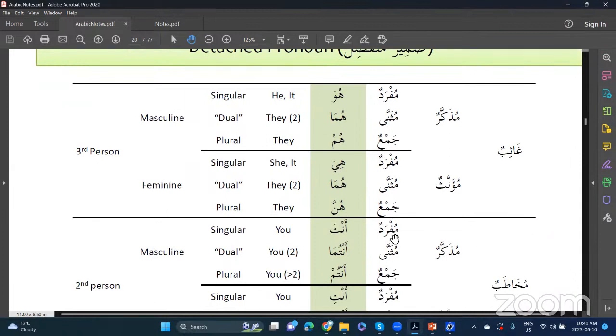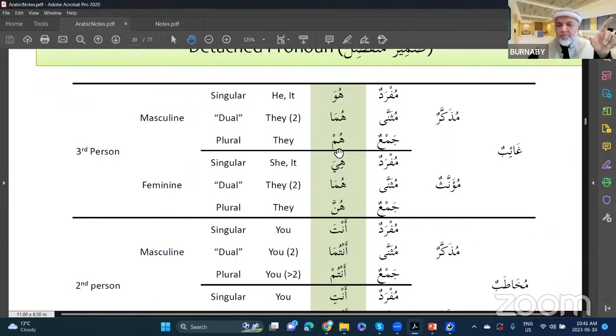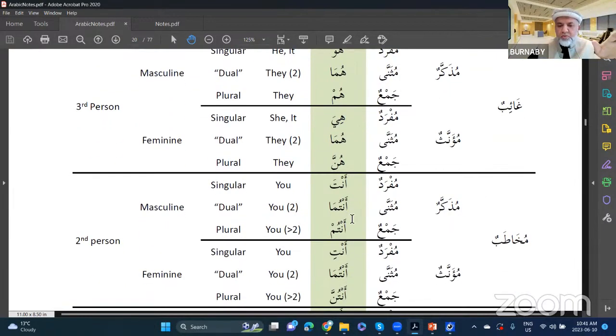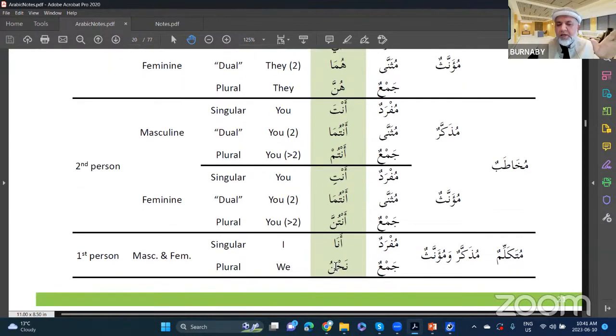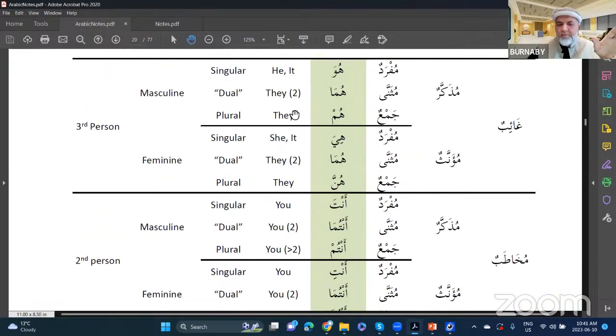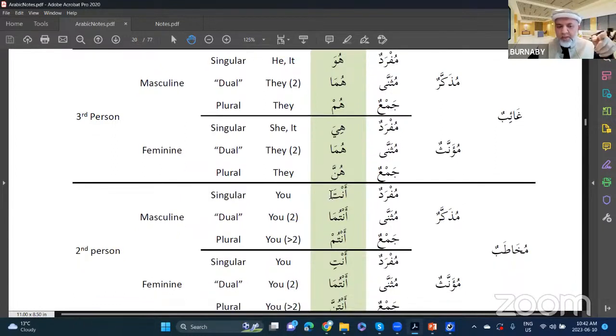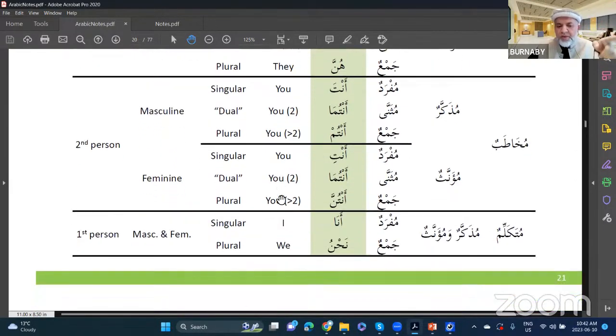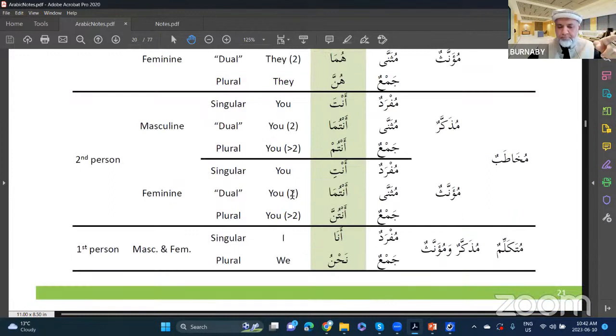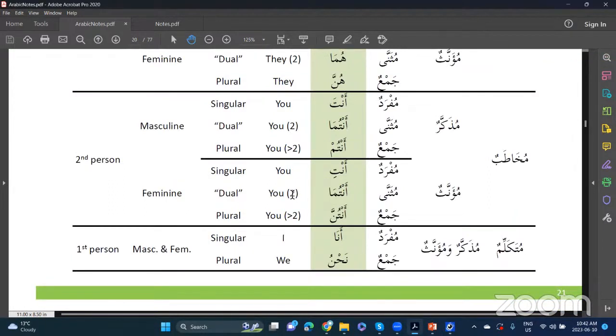Let's just read this one more time so that we are all on the same page. Huwa, huma, hum. Hiya, huma, hunna. Let me read it. You guys listen. Anta, antuma, antum. Anti, antuma, antunna. Ana, nahnu. So that means he, it, they two, then they all. She, it, they two, female, or they all, female. You, male, you two, and you all. You, female, you two, female, and you all, female. Ana is I, and nahnu is we.